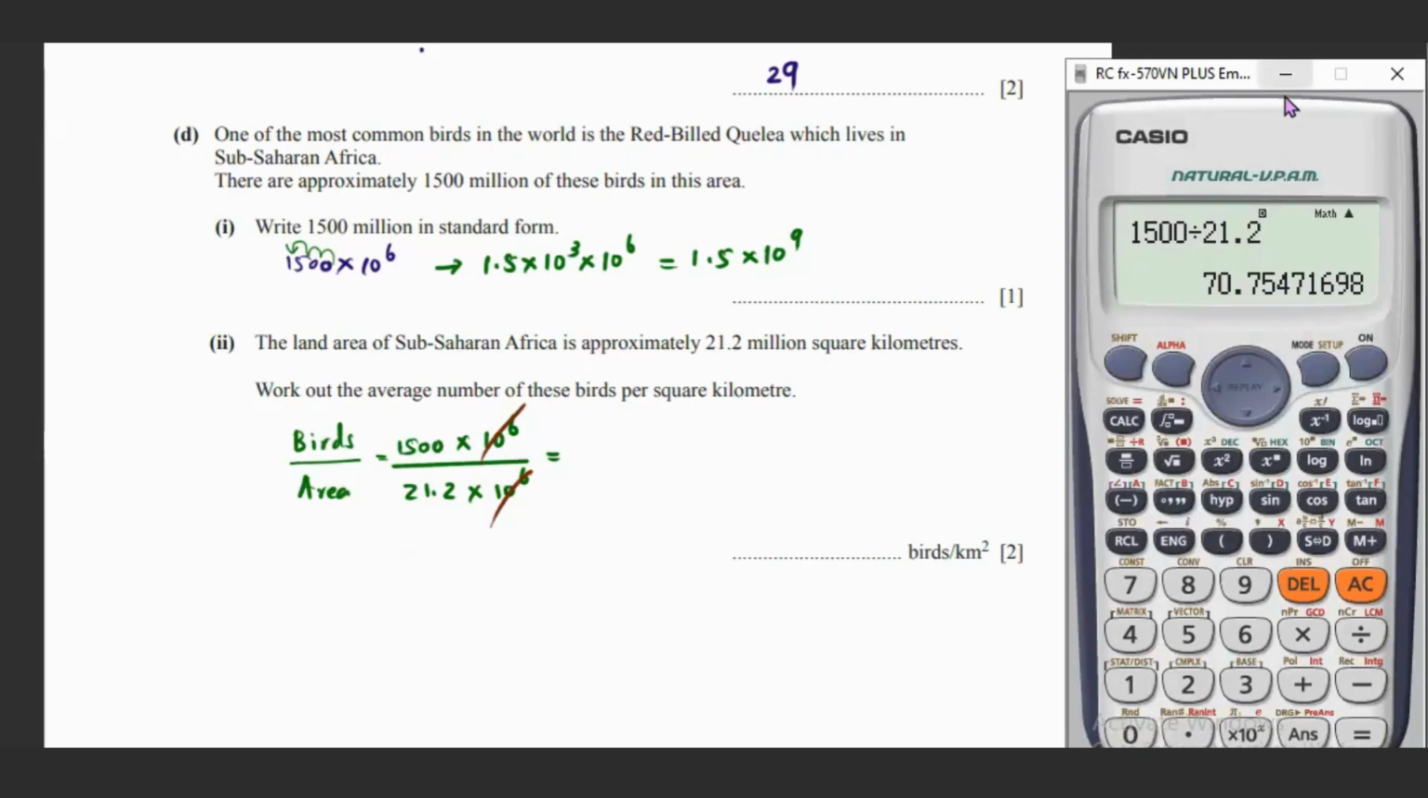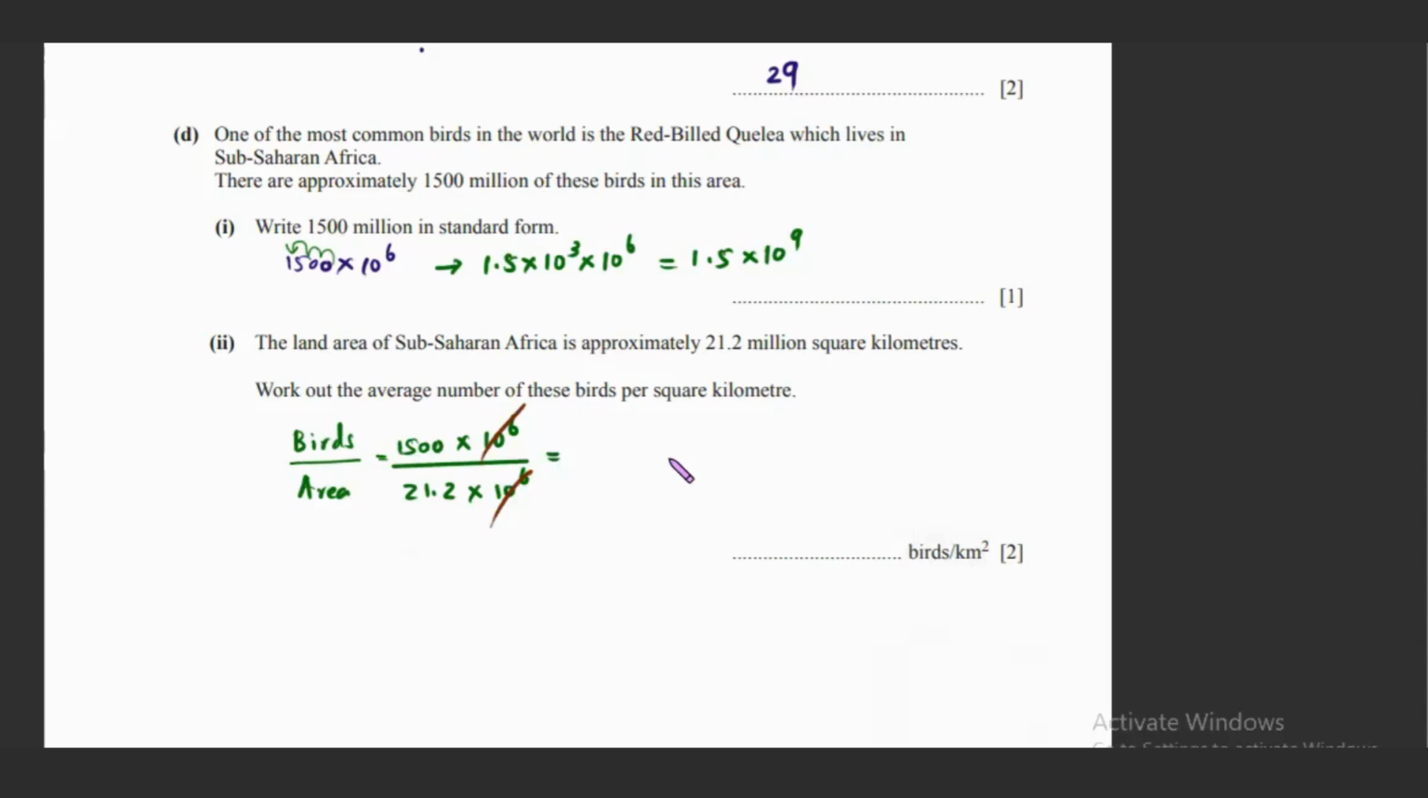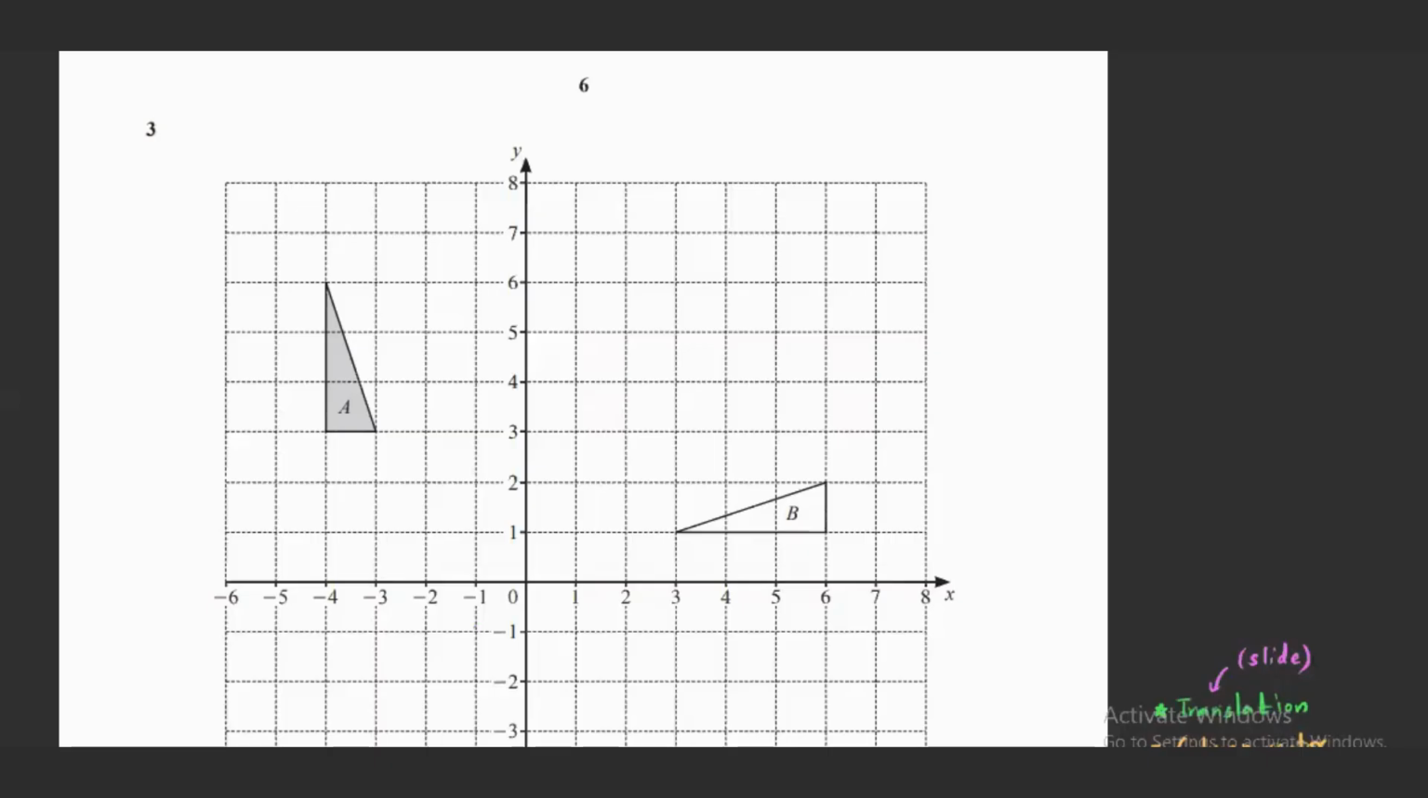70.7547. So this is what I get, but I need to write it to the nearest whole number. So I'm going to write it as 71, because it's going to be the number of birds per square kilometer. So it's going to be about 71 birds per square kilometer.